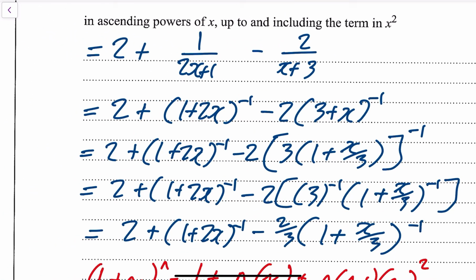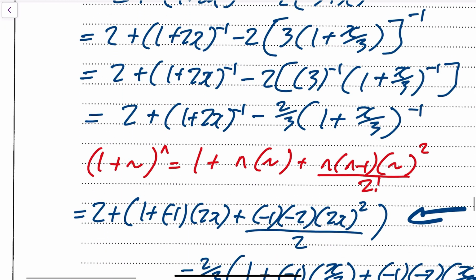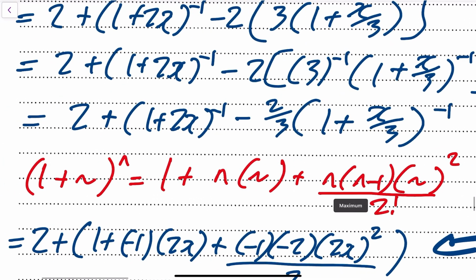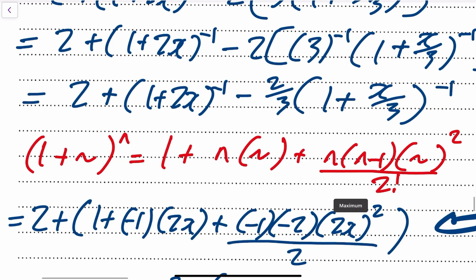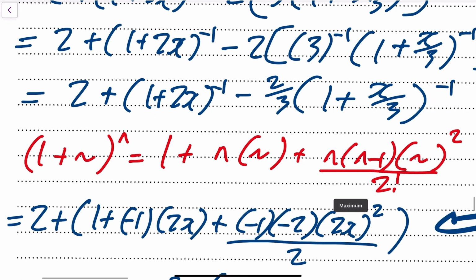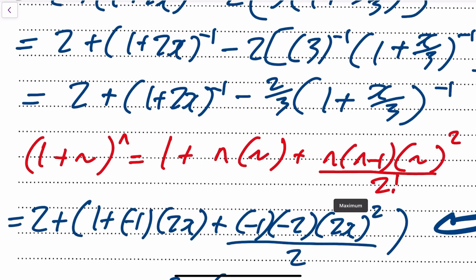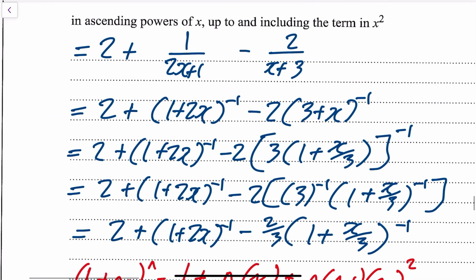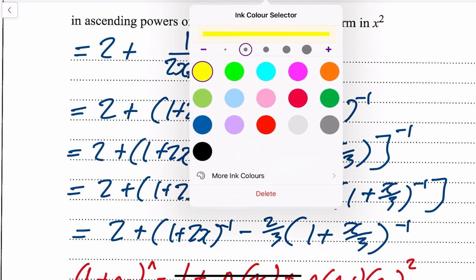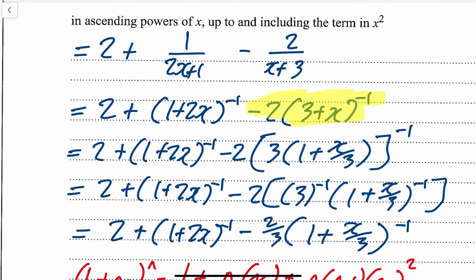Now this one is absolutely fine. Where we want to get to is this thing in red. You want to get to being in the form 1 plus squiggle. So 1 plus something to the power of n is 1 plus n times squiggle plus n times (n minus 1) times squiggle squared over 2 factorial. This one here is good to go. It's in that form. The other one, unfortunately, is not.